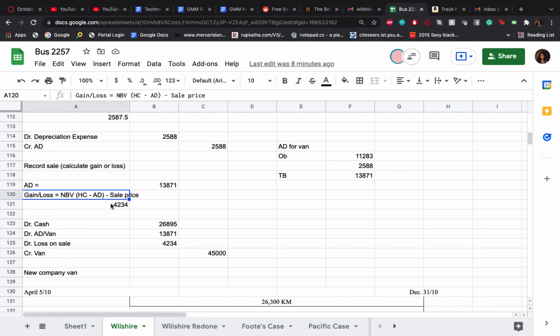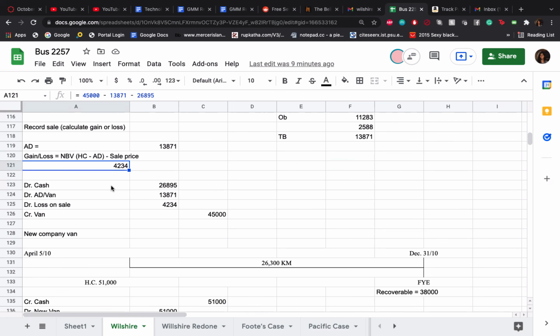So that's what I did here. We know the trial balance for AD, which is the total AD on the van up till this point. Then I've put the gain or loss formula here. I would highly recommend putting this on your cheat sheet. So you have 45 minus total accumulated depreciation minus 26k, which is what he was paid for the truck. Now, since this is a positive value, this means that this amount was not covered by anything that he was paid. So this means that we've made a loss on sale.